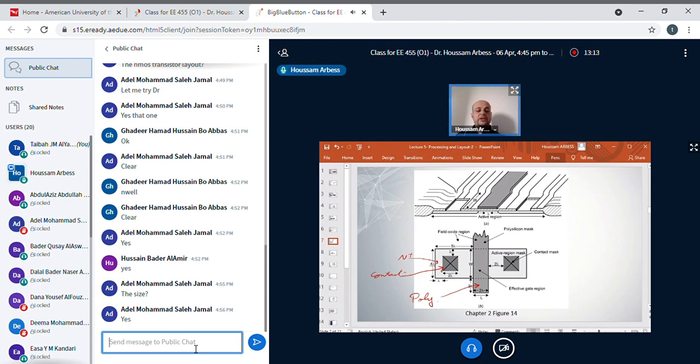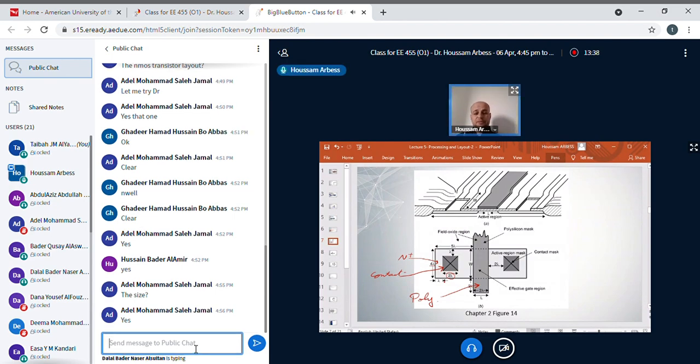The minimum size of the contact, which is always square, is equal to what? To 2 lambda. The minimum distance between the contact and the polysilicon equals lambda. Well, you don't need to memorize all of them, but what you have to know is that there are some rules, and these rules should be respected. Is that clear? These rules should be respected.